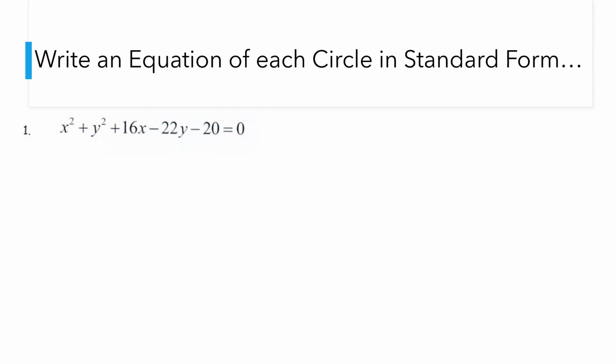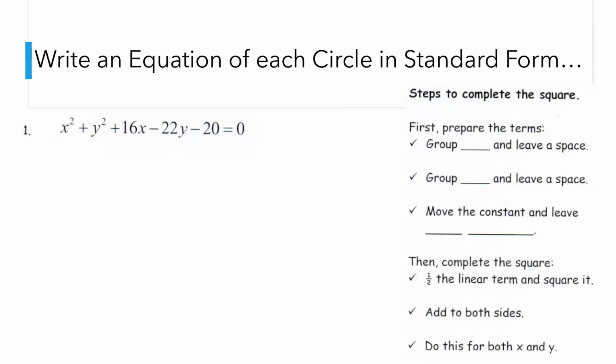All right, so writing an equation of a circle in standard form. This will probably be the trickiest thing in dealing with the circles. As you can see here, I just pulled up a table with some different steps on it. This will give you some guidance as to the process you need to follow. The first thing here says to group and leave a space. I'm not really too big on leaving the space, it's up to you, but we want to group the x's together. The second thing we want to do is group the y's together. And then we want to move the constant. I'll explain that in a second.